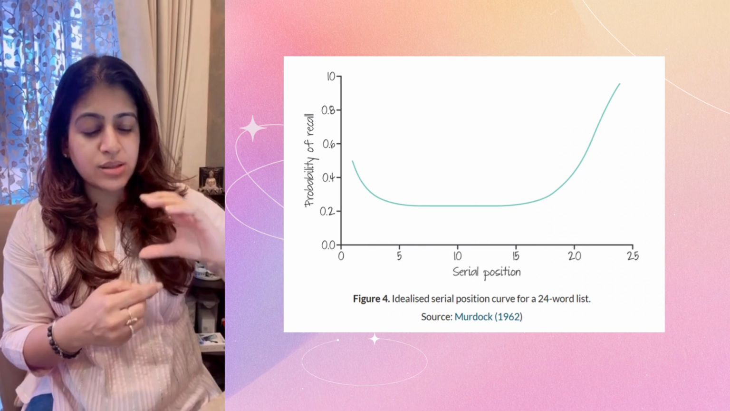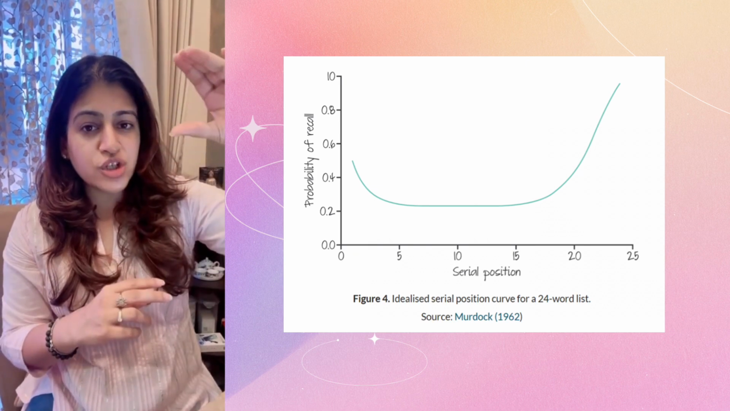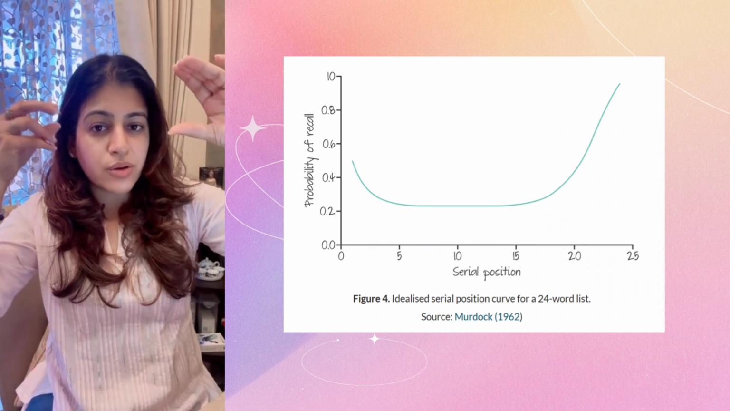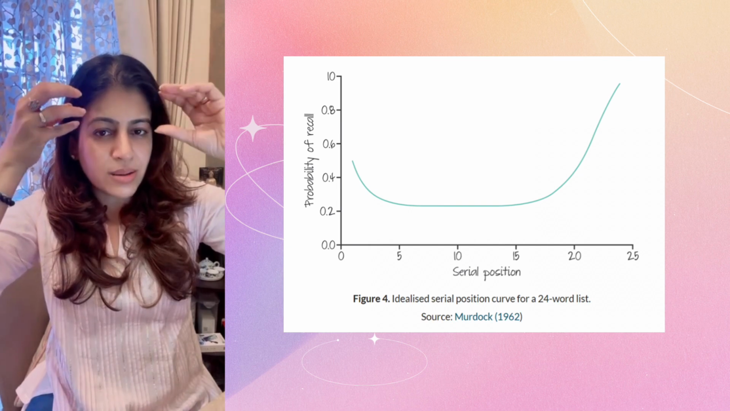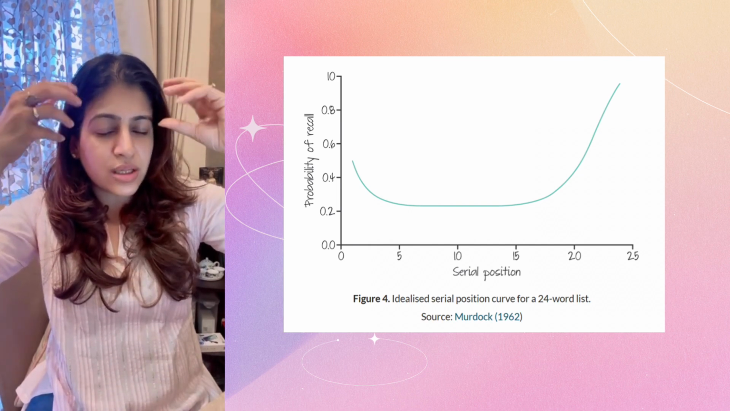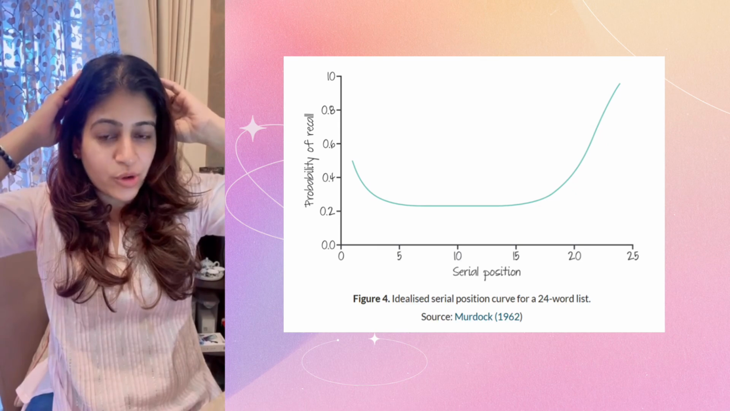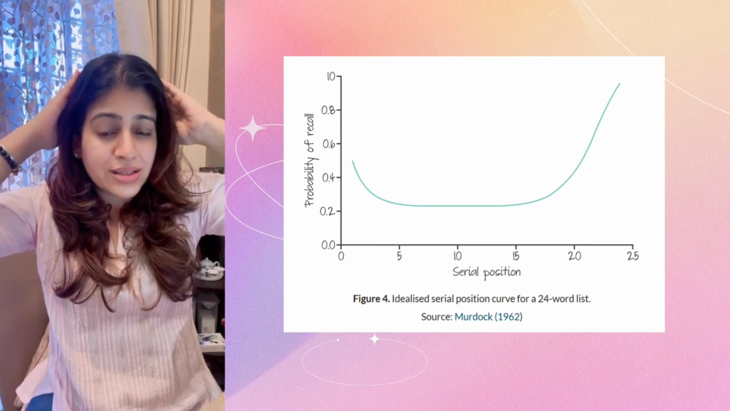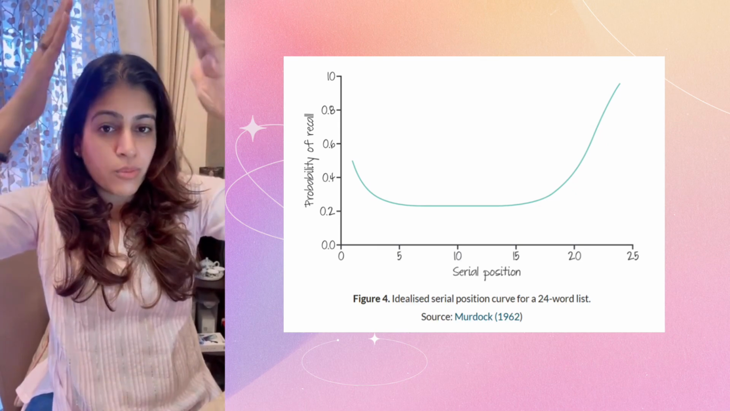So I hope you understood this study, that a list is given, these are the initial words, these are the middle words, and these are the end words. So the initial words, when you are memorizing, they go to your STM and your brain is rehearsing them. From STM it goes to the LTM, your long term memory. So when it is being recalled later, it is coming from long term.